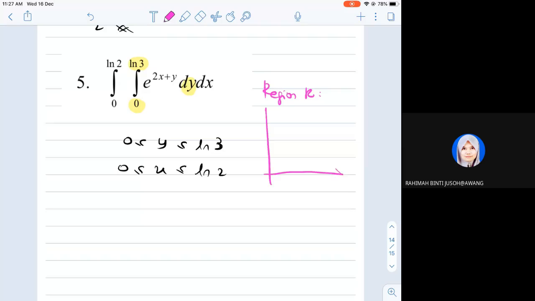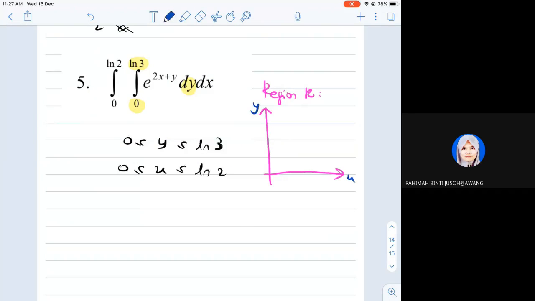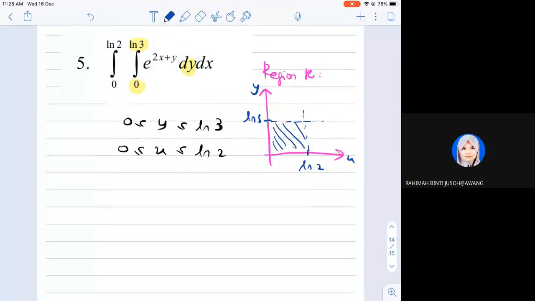Region R, x and y, so ln 3, ln 2, let's say ln 2 here. So this is the region. Okay, it's a rectangular region. Okay, so let us calculate this.